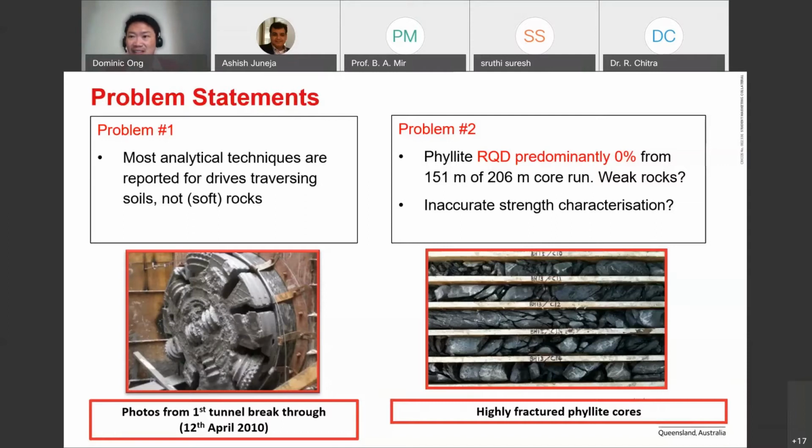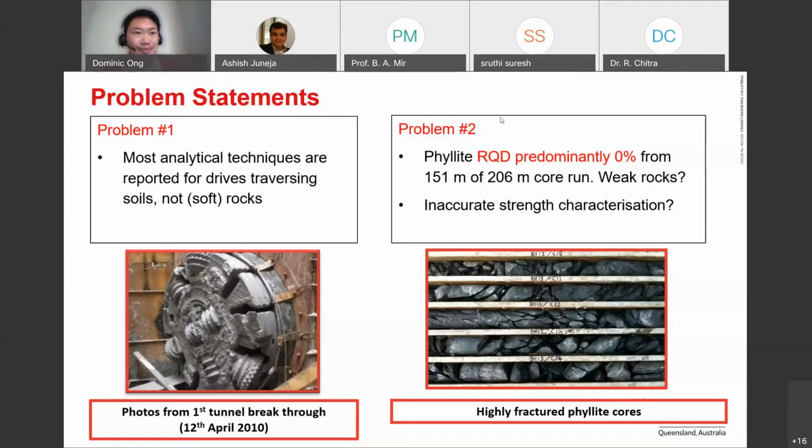And then the second problem there. Sorry, I'm just trying to move this mosaic out of my way. Ashish, do you know how to move this mosaic out of my own screen? Okay, never mind. I'll just go on.